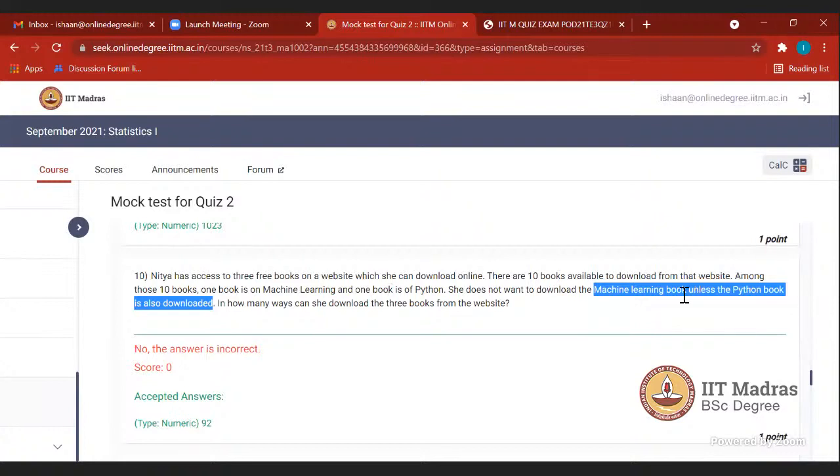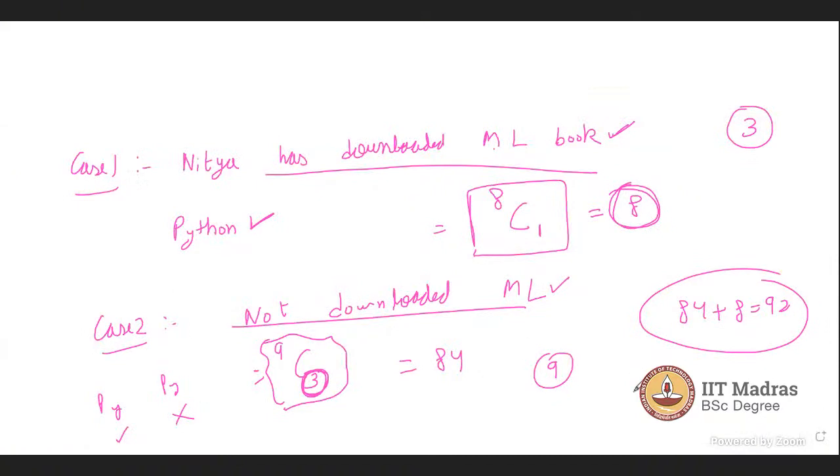If ML is not downloaded, you can either download Python or not download Python. And also the same with the remaining 8 books. So in total, from the 9 books, you have to select 3 only. So that's 9C3. Yes, but if she has downloaded only Python, then 9 will be available, right? Only Python, not ML. You are saying only Python? Yes, sir. So that's considered in this case.